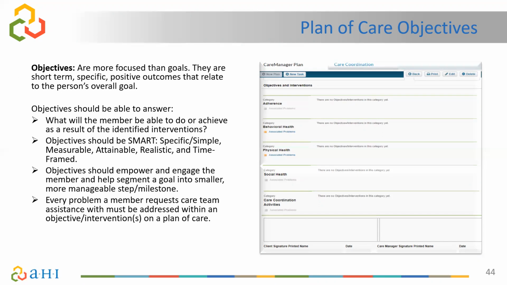So again, short-term, we want them to be specific so that the person that is working towards their greater goal is able to achieve success as much as possible toward that goal. So we want to make it manageable for him or her in doing that. So objectives, they should answer a few different things.